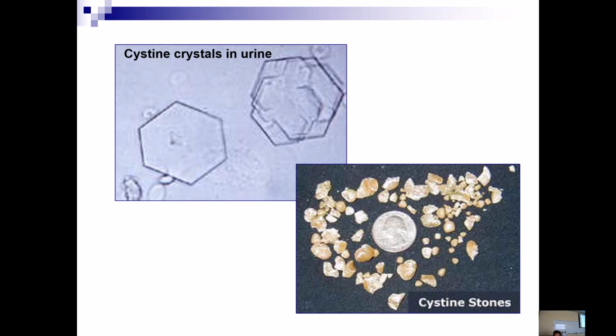Cysteine crystals tend to be plates that grow on top of each other, so they tend to be a little more two-dimensional versus a calcium oxalate. When you look at a calcium oxalate in urine as you're playing with your focus, you can actually see it's three-dimensional. These are more plates that develop on top of each other. And then in this other picture, you can see some cysteine stones, how big they can get. And you can just imagine the amount of damage that's going to do to the kidneys.